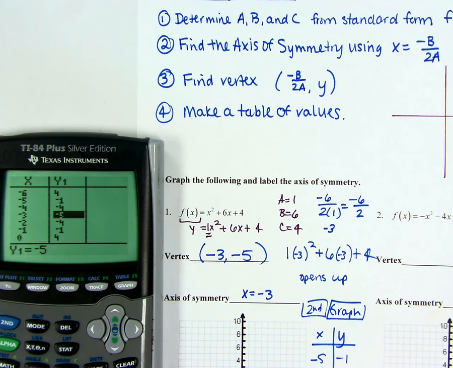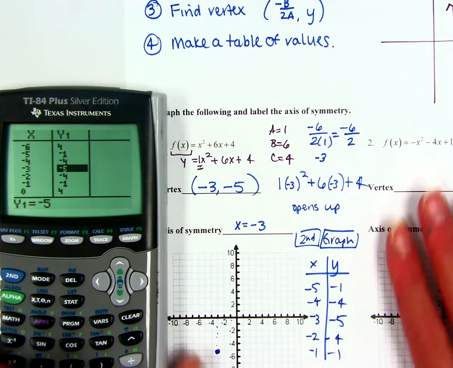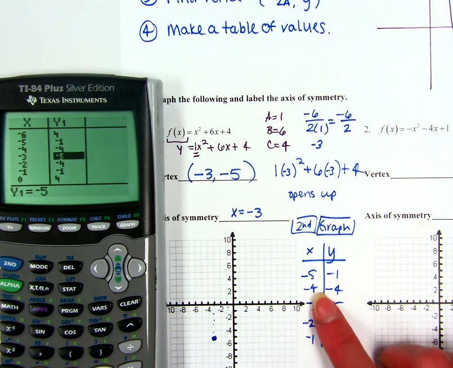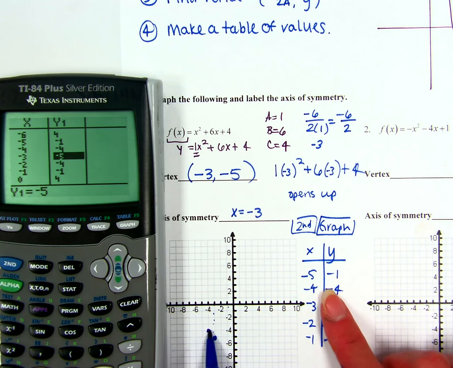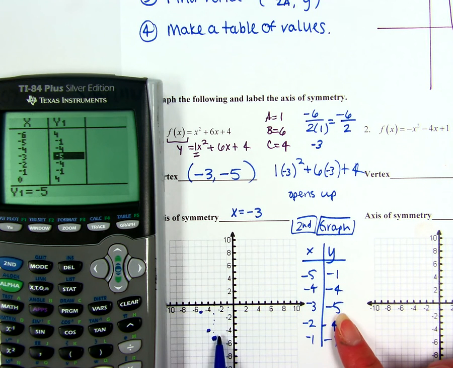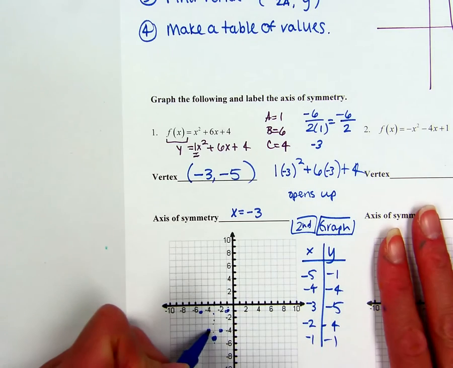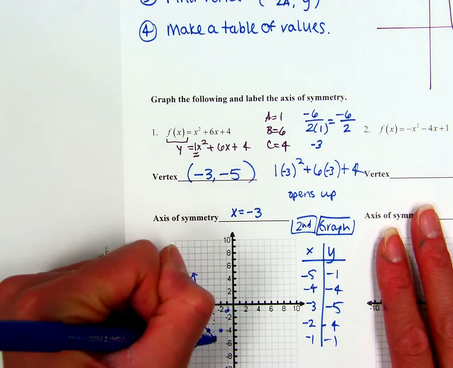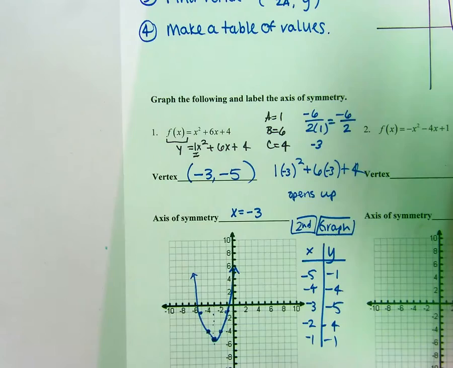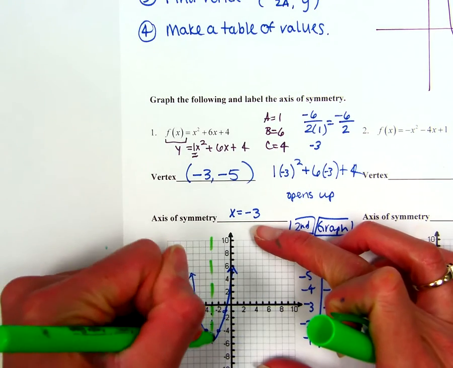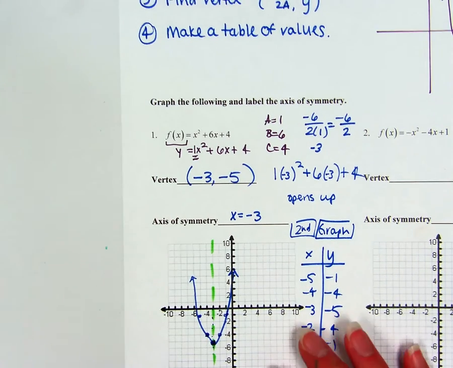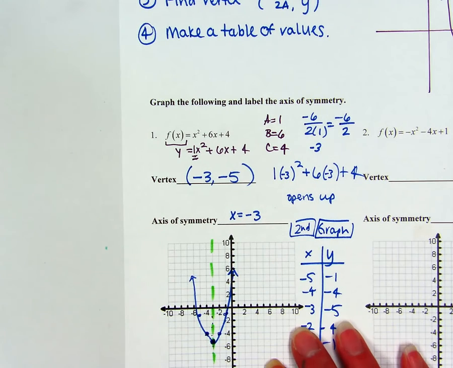All right, so from here I know here's my vertex. And then I'm going to graph negative 4, negative 4, negative 5, negative 1, negative 3, negative 5 we've got, negative 2, negative 4 is here, and negative 1, negative 1. Okay, so my parabola looks like this, and my axis of symmetry is x equals negative 3. So if you look at your graph, everything on the left side, if I were to fold this in half over the line, it should match up with everything on the right side.